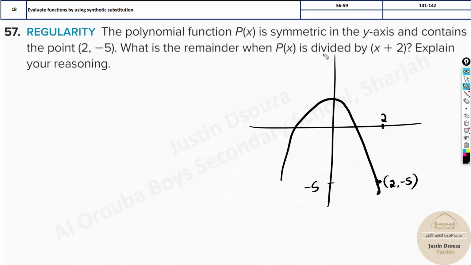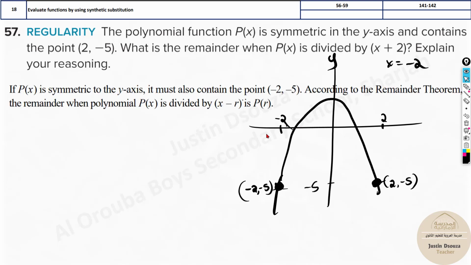What is the remainder of p of x when it's divided by x plus 2? Explain your reasoning. Okay, what is the x value over here? Minus 2, right? Now we know the point 2, minus 5 is there and it's symmetrical along the y-axis. So the same point must be there at minus 2 when it's reflected. See, it's symmetrical. So the reflection along the y-axis over here will be minus 2, minus 5. This point must exist, isn't it? It will be minus 2 and minus 5. This one. This and over here. So what you're basically telling is, when you divide a particular equation, you will get the remainder of negative 5. That's what we can say.